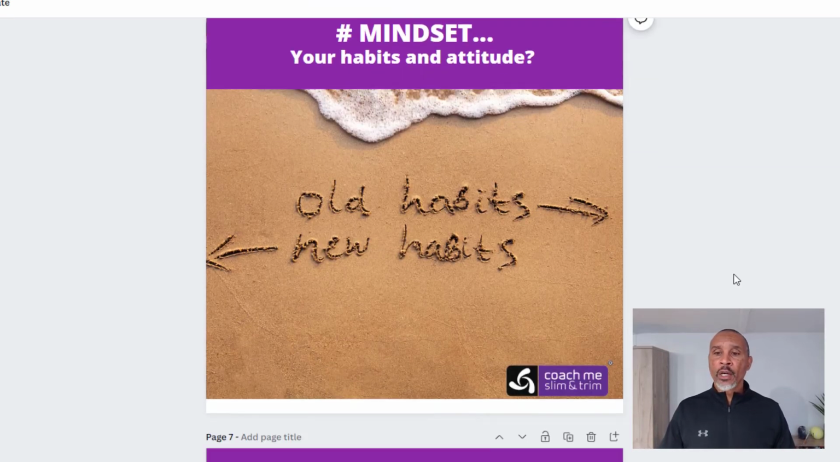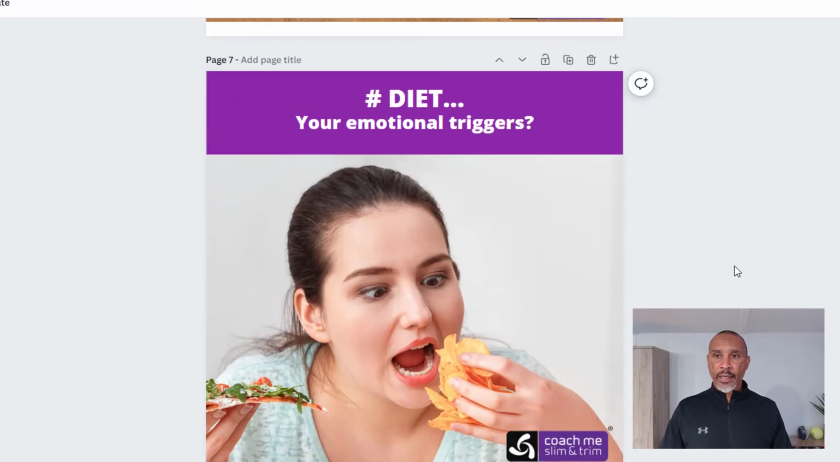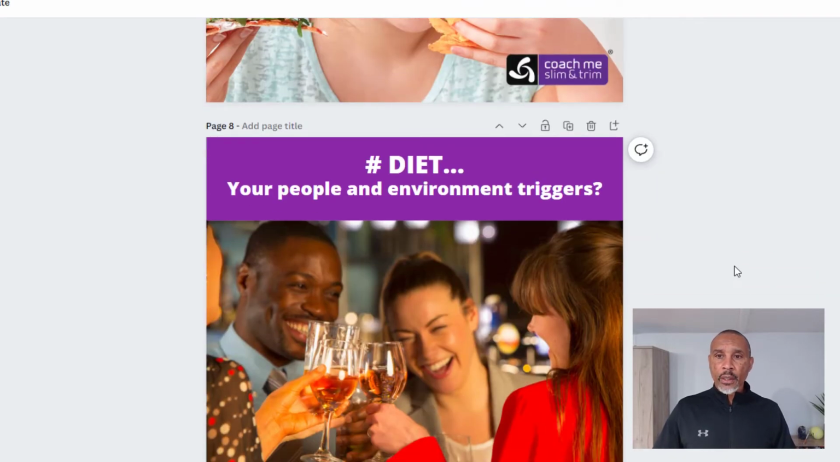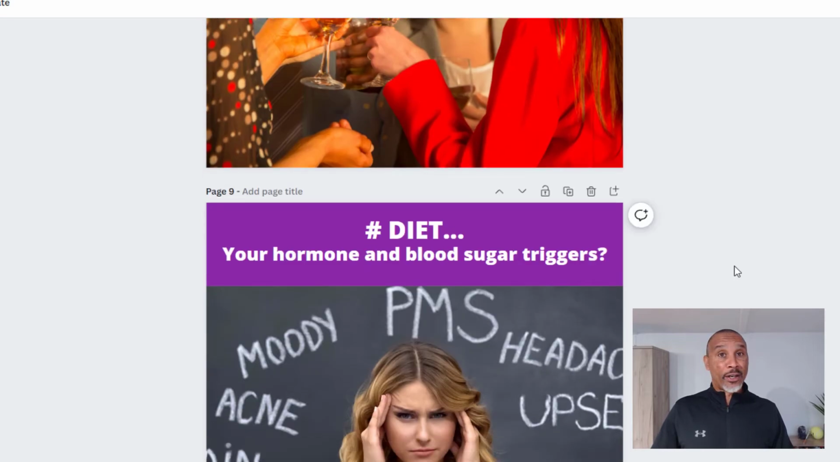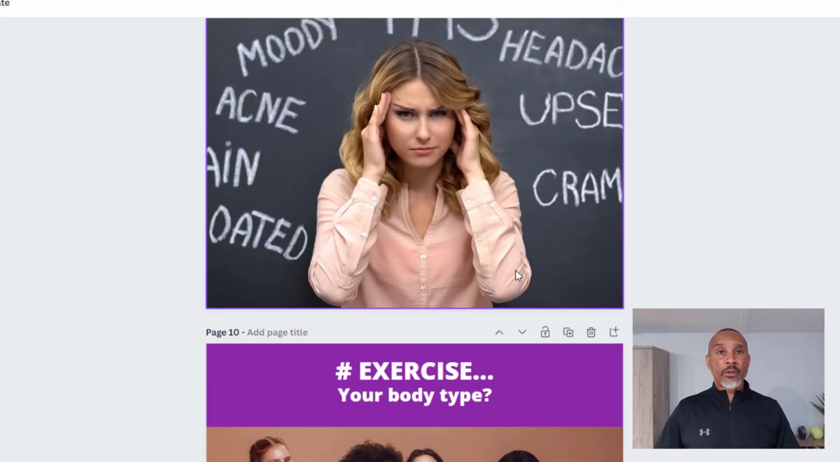So that's mindset. We then go into diet, and again, I broke this down to three areas. So diet, your emotional triggers. Diet, your people and environment triggers. And again, diet number three, your hormone and blood sugar triggers. So again, you can see I've just taken it from your diet, the big thing, this will reshape you, and then I'm breaking it down to little questions. Get rid of that, don't want Mr. Peter K there.